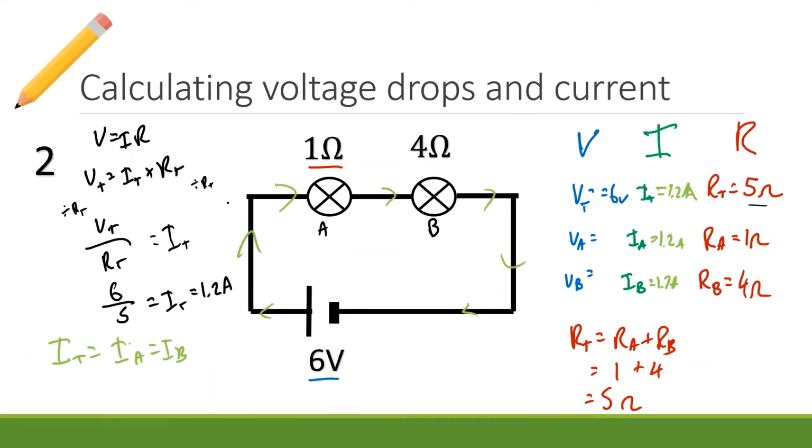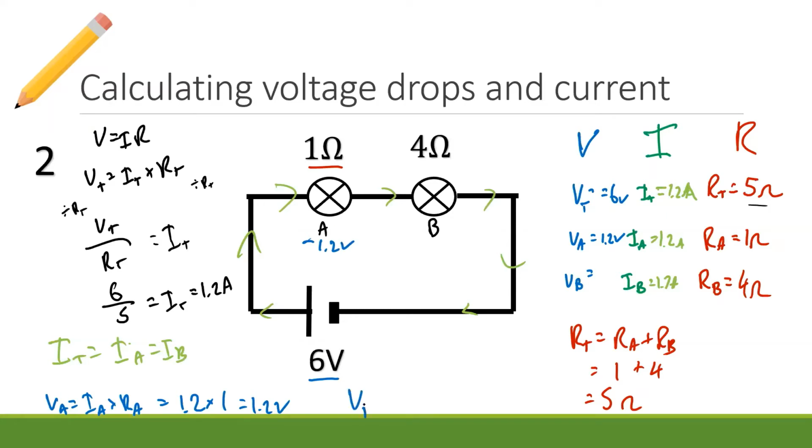Once we know the current, we can use that to figure out the voltages. Now, VA, I'm going to do this in blue because it's a voltage question. VA equals IA times RA. That's going to be IA, it happens to be 1.2, and RA happens to be 1. 1 times 1.2 equals 1.2 volts. So we lose 1.2 volts over the first resistor.